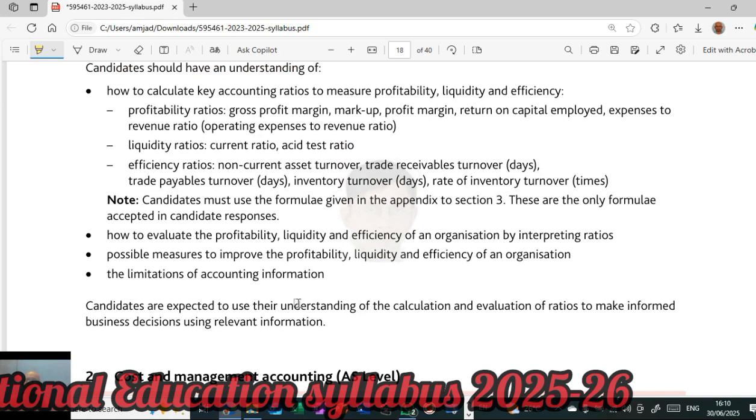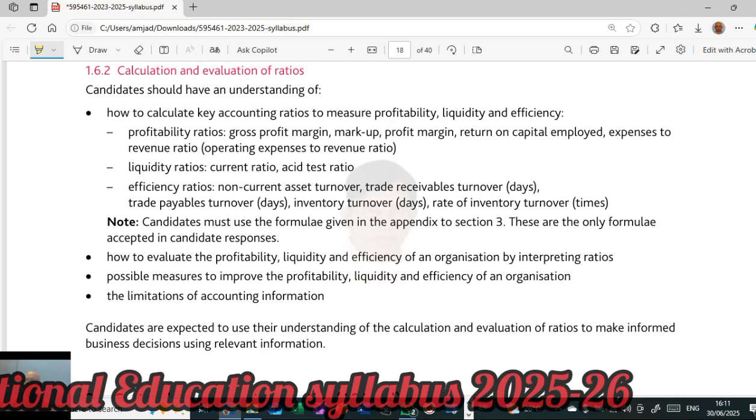Candidates are expected to use their understanding of calculation and evaluation of ratios to make informed business decisions using relevant information. All these things, that's all in point six. This is all in accounting for AS level.